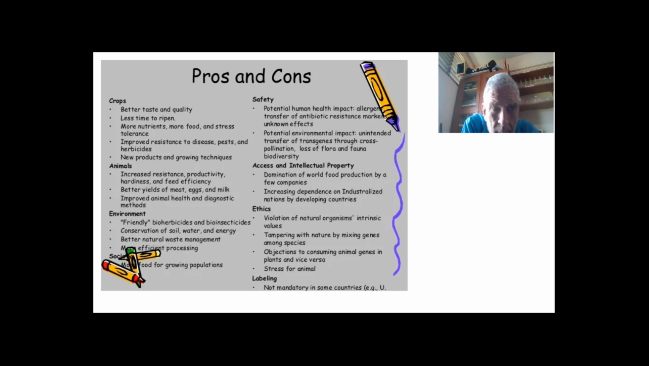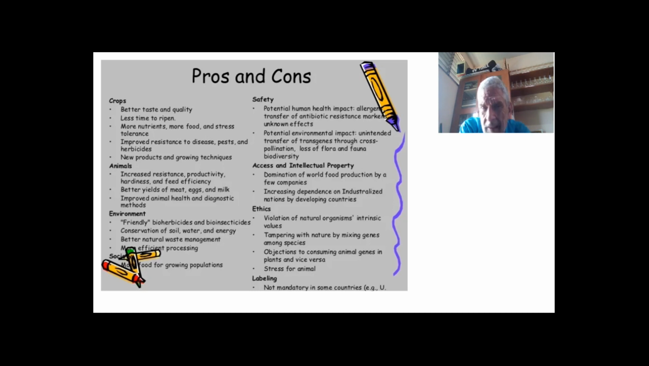Another pro is environmental. They have friendly herbicides or insecticides, whereas the normal agrochemicals are harmful. We have conservation of water and soil and so on. Another advantage, better natural waste management, because GM crops will produce less waste and more efficient processing. And of course, for society, more food for growing populations.